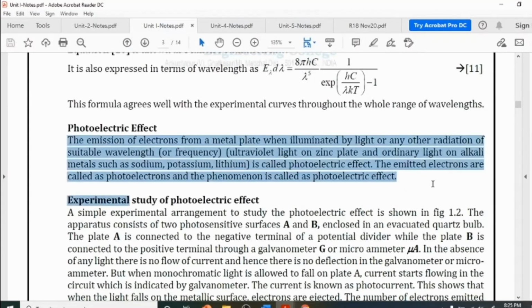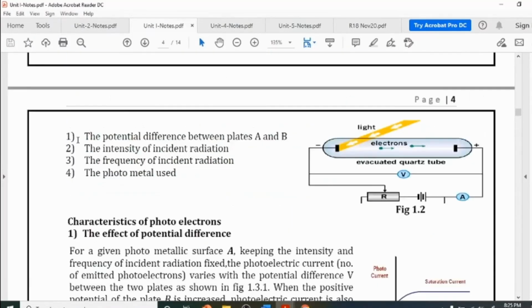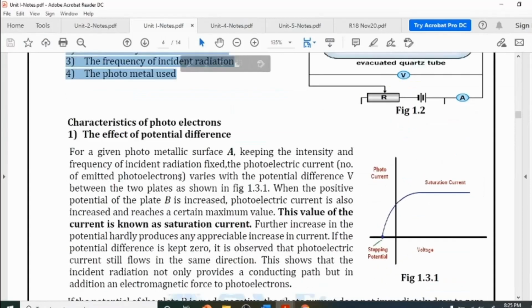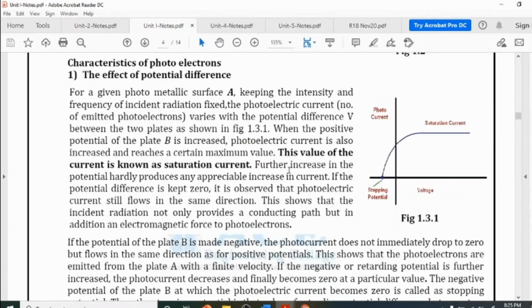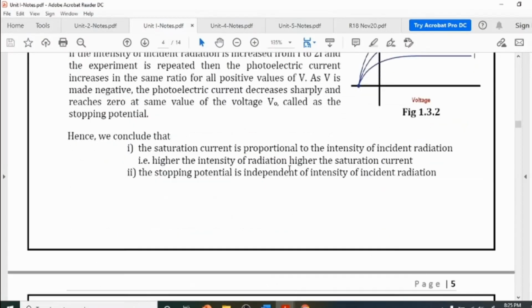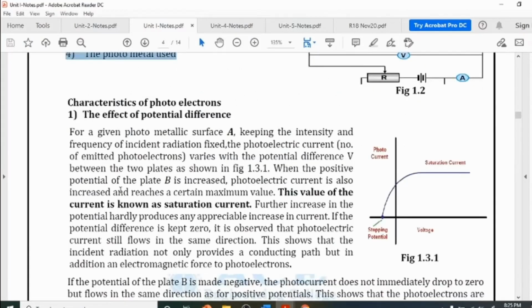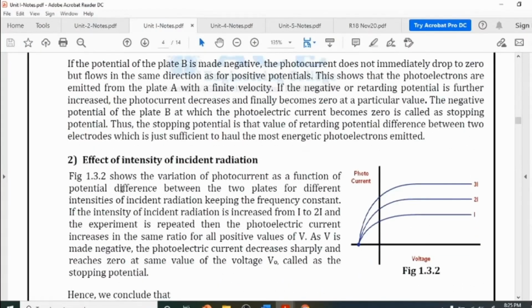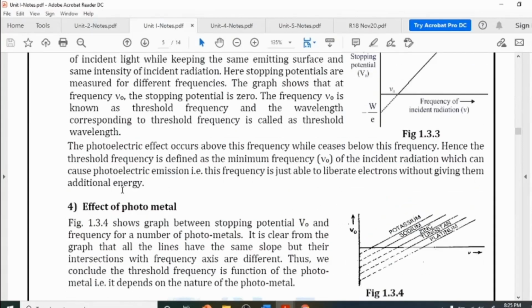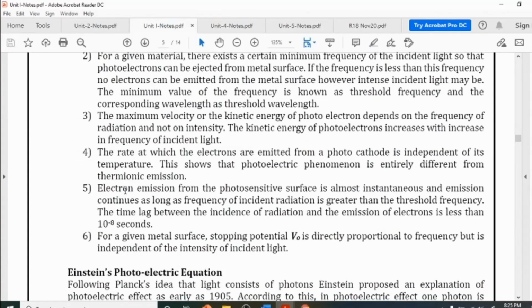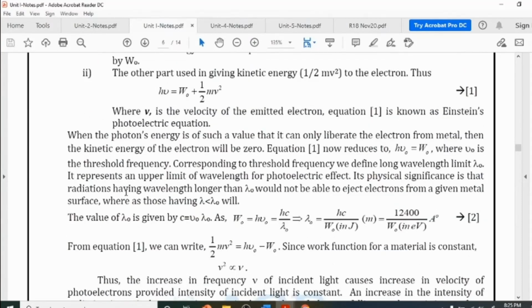This is photoelectric emission, you would write. And then you would move on straight away. You need not write the experimental study. Straight away to these points. The photoelectric emission depends on these four particular parameters, and you would draw these graphs and write something about each particular graph. So the effect of potential difference, effect of incident radiation, and then frequency, and then photometal, and so on. This is how you do it, right? So this is about the photoelectric effect.